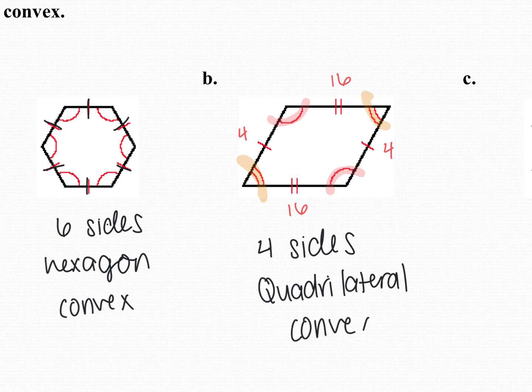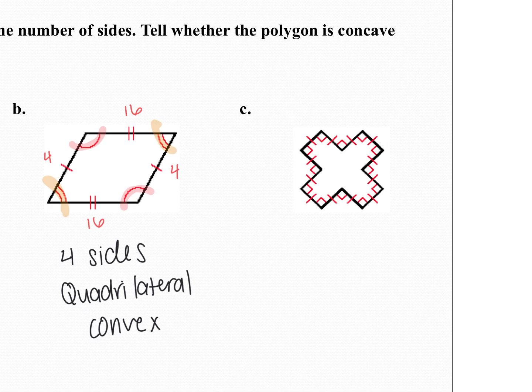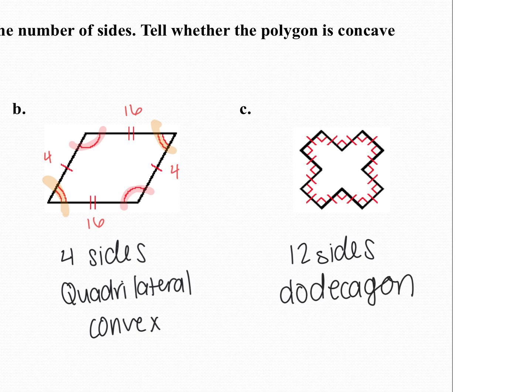Good. Looking at C, how many sides are there? Good, if we count it correctly, 12 sides. And what is that shape called? What is it? A dodecagon. Dodecagon, is it concave or convex? Concave. Good, concave.